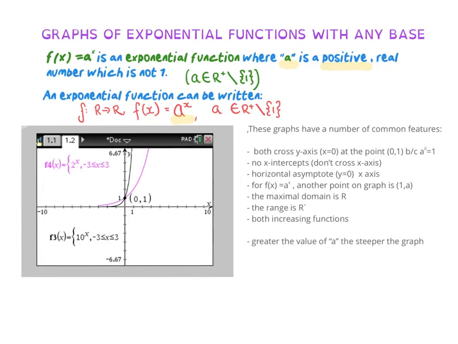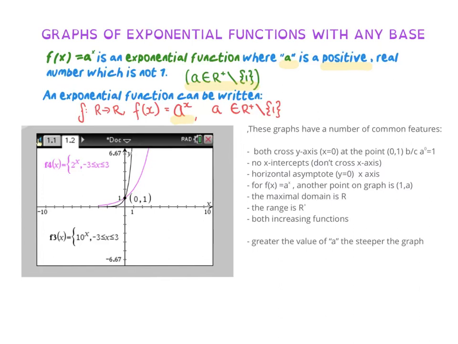So that could be 2 to the power of x or 3 to the power of x. So where a is a real positive number, we're saying a is an element of the set, but not 1. That's just the way we can write it out in set notation there. Okay, so let's have a look at a graph.